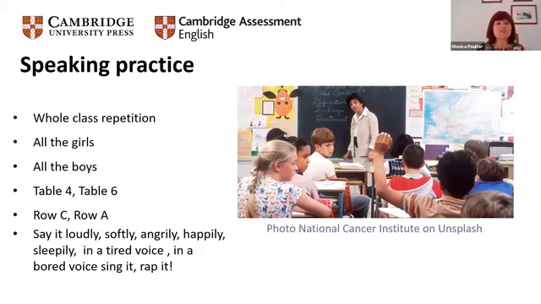So if I could just very quickly, some speaking practice you'll want to do whole class repetition, especially if you're practicing grammar. If you look at this picture, there's a boy who's got his hand up, everybody else is looking. So one way of doing whole class repetition is to say, let's all the boys repeat, all the girls repeat, table 4 repeat, table 6 repeat, row C, row A. Say it loudly, softly, angrily, happily, sleepily, in a tired voice, in a bored voice, sing it, rap it. You can do that again for role play, get people to rehearse the role play over and over, and that way you get lots and lots of repetition.